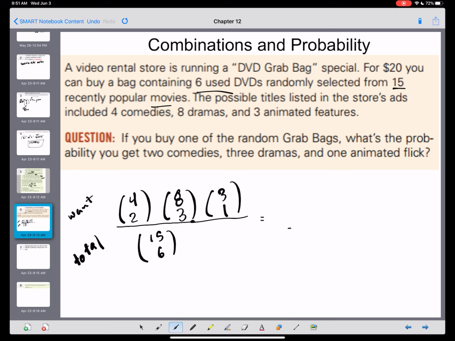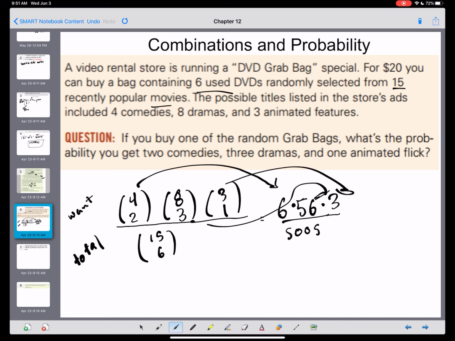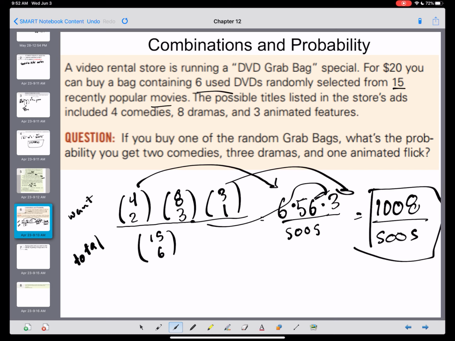15 choose 6 is 5005. 4 choose 2, I should know this one off the top of my head. Of course I do. 4 choose 2 is 6, right? 8 choose 3 is 56. And then 3 choose 1 should be 3. I'm just pointing arrows to where they belong. So it's 5005 under 6 times 56 times 3. So 1008 is my final answer. So you have about a 20% chance. Not bad.